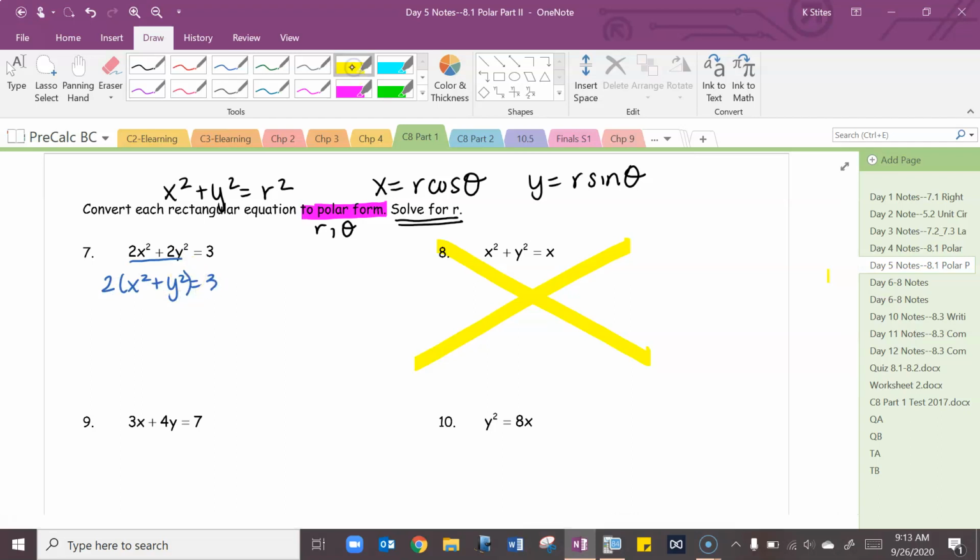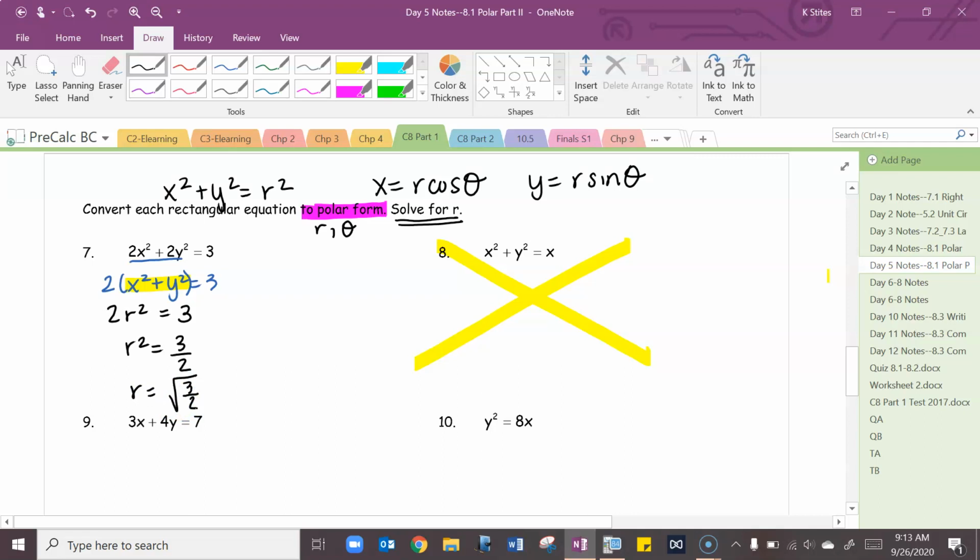What that allows us to do is take this x squared plus y squared and change it to an r squared. All right, and now I'm just going ahead and solving for r. So I'll divide by 2 and square root both sides. Make sure that your square root is big enough to keep your 3 over 2 in.